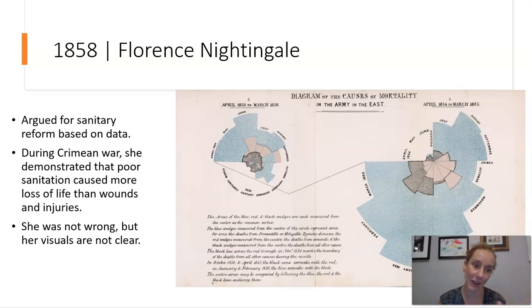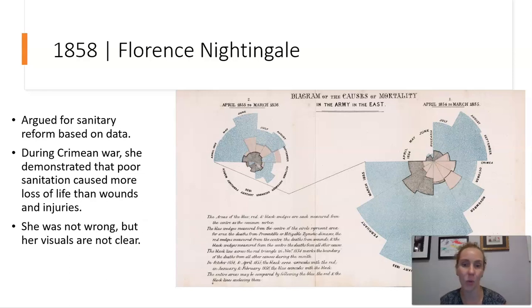1858, there's Florence Nightingale. This is called a polar rose. It's called a Nightingale rose. She invented this method of visualization. There were already polar area charts, so "invented" might be a strong term. But she used this visualization to argue that the most important thing that we could do for our military personnel was to improve their sanitation.